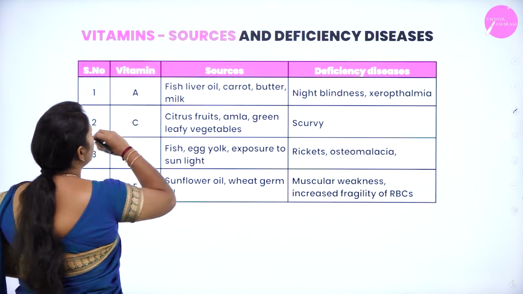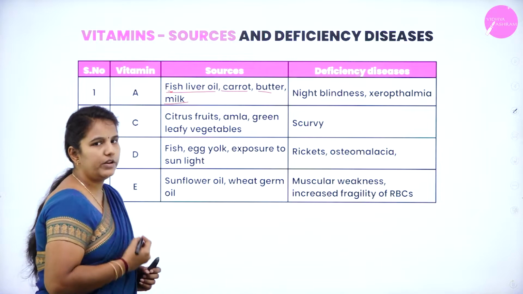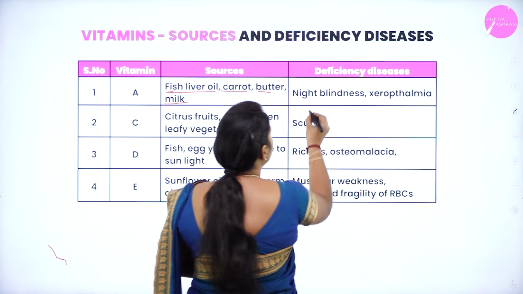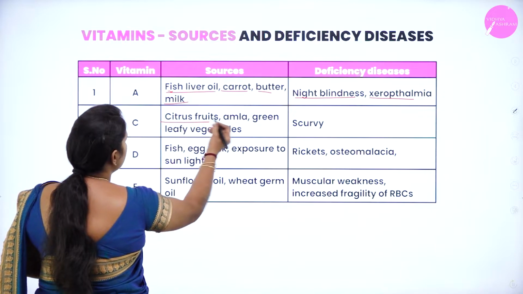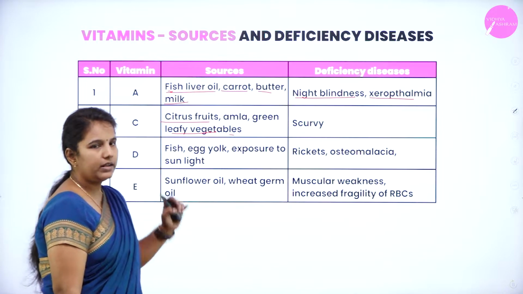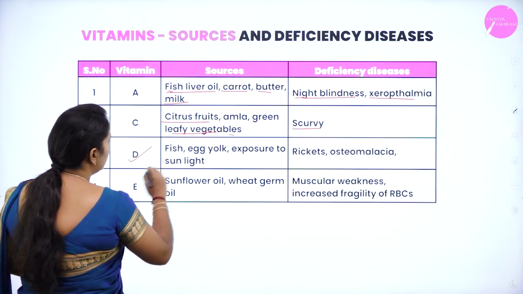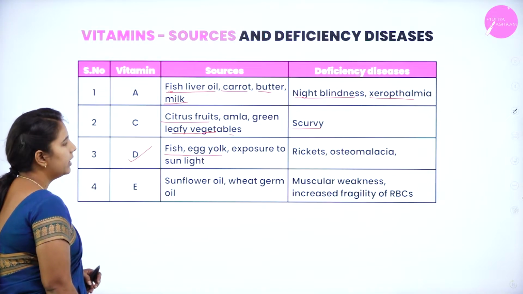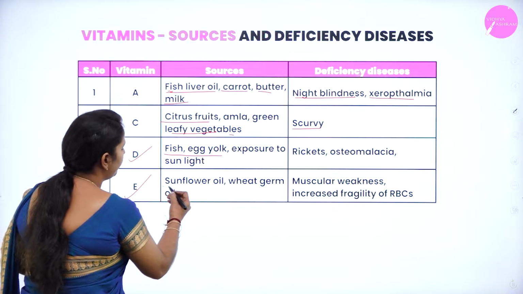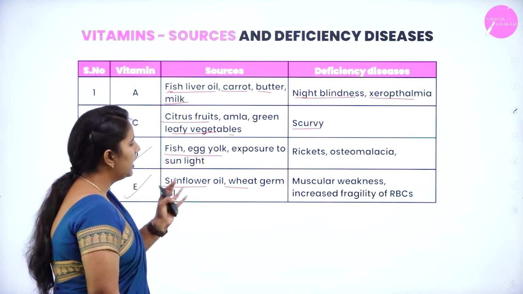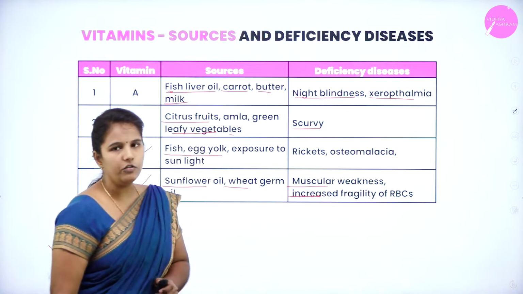We know that vitamin A is obtained from fish liver oil, carrot, butter and milk. The deficiency of vitamin A causes night blindness, which is also known as xerophthalmia. Next is vitamin C, which is obtained from citrus fruits, amla and green leafy vegetables, and its deficiency causes scurvy, that is nothing but bleeding gums. Next is vitamin D, which is obtained from fish, egg yolk and exposure to sunlight. The deficiency disease is rickets. Coming to vitamin E, which is obtained from sunflower oil, wheat germ oil, etc., the deficiency diseases are muscular weakness and increased fragility of RBC.